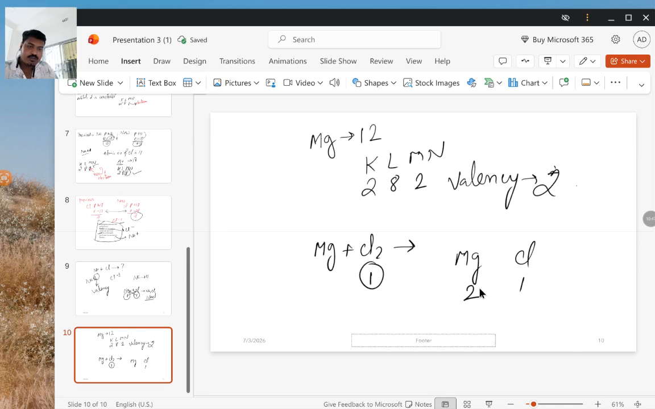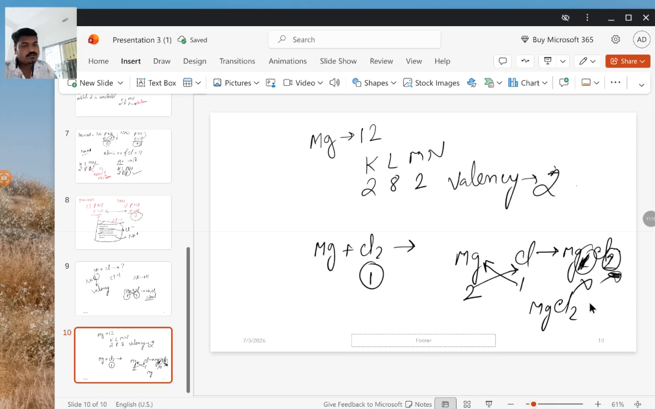We have to interchange, or crisscross. Then it becomes Mg1 Cl2. We don't need to write 1, so it becomes MgCl2. So we can understand that when sodium reacts with chlorine, it becomes NaCl, but when magnesium reacts with chlorine, it becomes MgCl2.